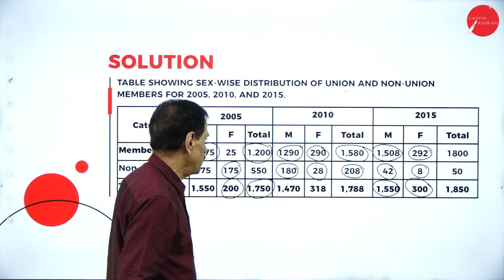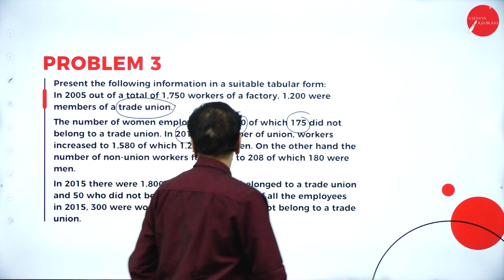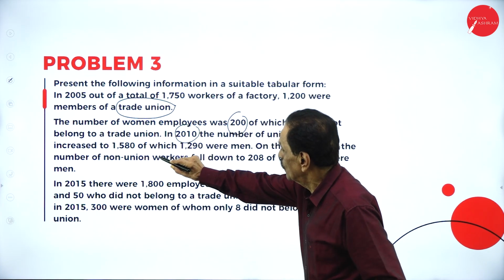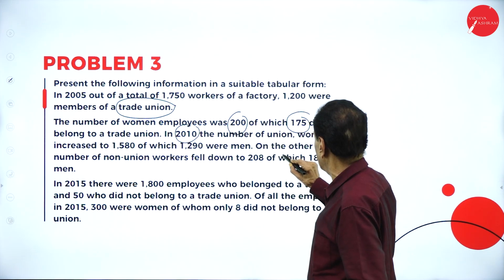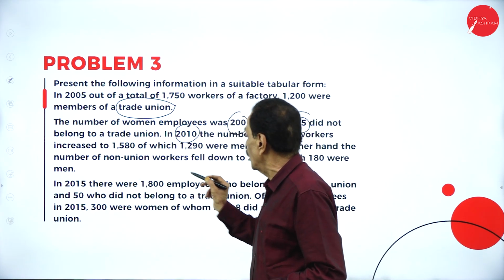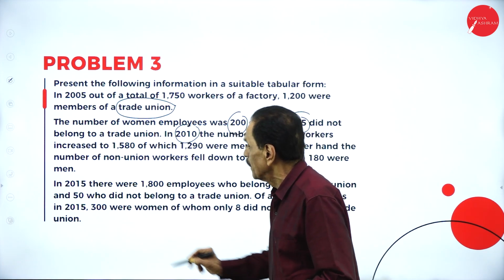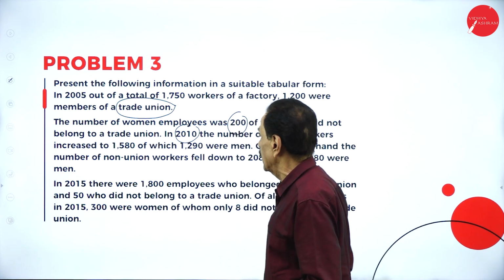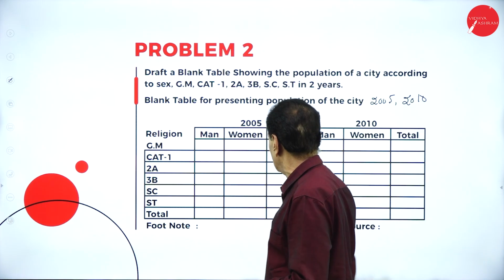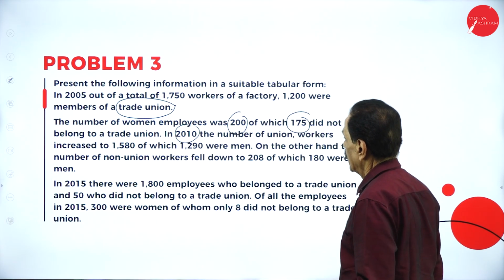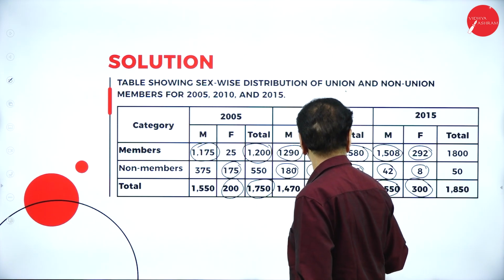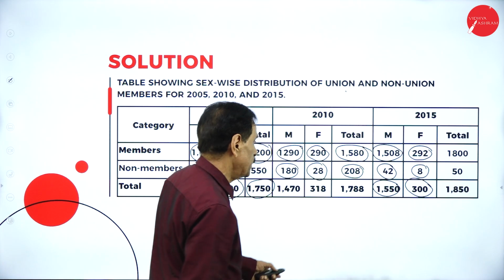Come back here. What's the word they have given? In 1,000, of which 1,050 were men. On the other hand, the number of non-union workers fell down to 208, of which 150 were men. In 2015, there were 1,800 employees. 1,800 employees here.